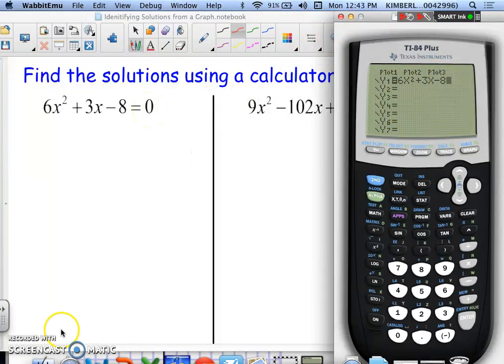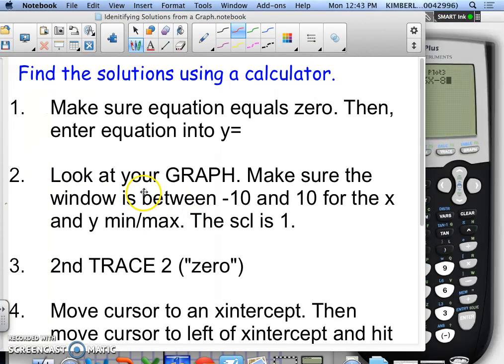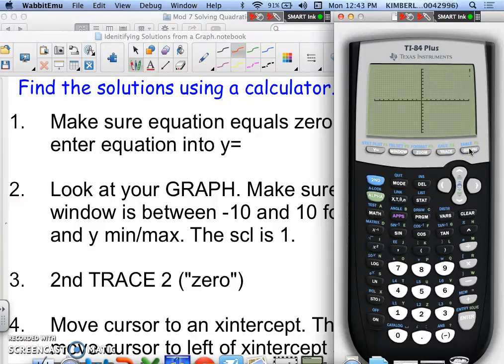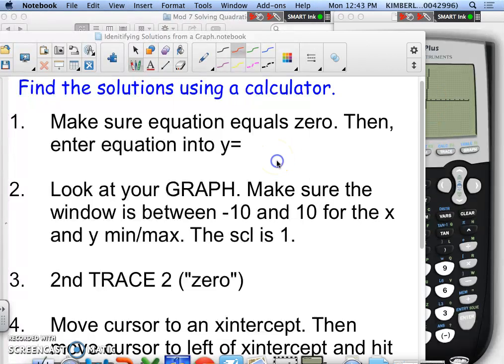Okay, so then the next thing it says to do is to look at your graph. So I'm going to go here and I'm going to hit graph. So there is my graph. So if you can look right here, we're looking for our zeros or our x-intercepts, which are here and here. But they could be decimals, so this shortcut's going to help us figure that out.